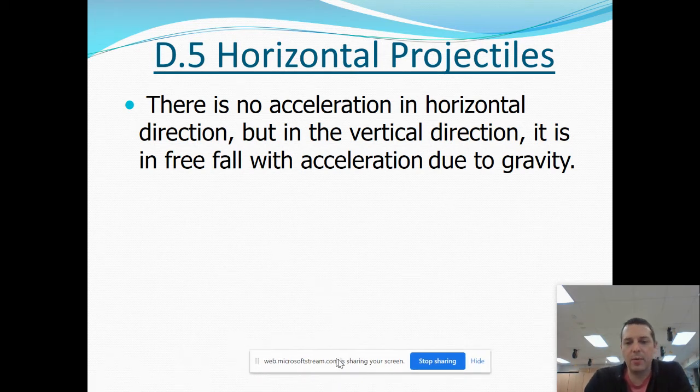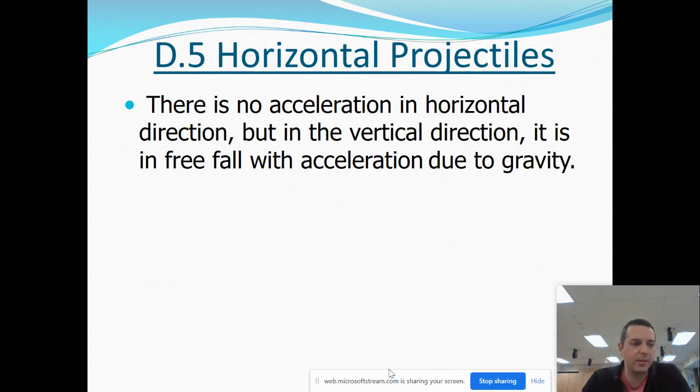Now we're going to take a look at one of two very particular ways that we can look at projectiles, and this is going to be horizontal projectiles. In these scenarios, we're going to be launching a projectile from some given height, and it's going to start off going horizontally and it's going to arc down. So anytime that we have a scenario where you're throwing or launching something horizontally and it's going to arc down to the ground, we would refer to that as a horizontal projectile.